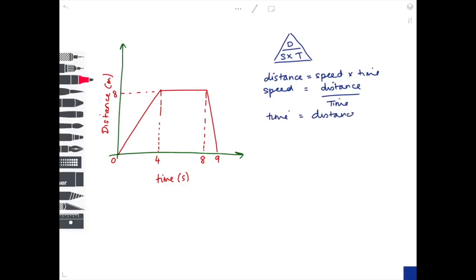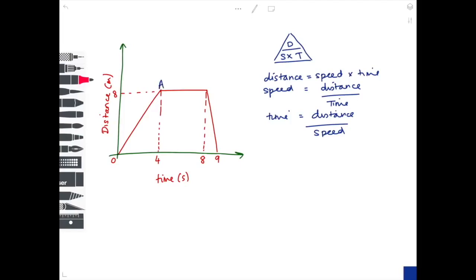So if they ask you for the equation, sure, use your formula triangles to actually work out what the equation is, but you must write out the full equation to get the mark. Formula triangles do not count. So as you can see on the left-hand side, I've drawn very poorly a distance time graph, and I'm after the speed at point A.